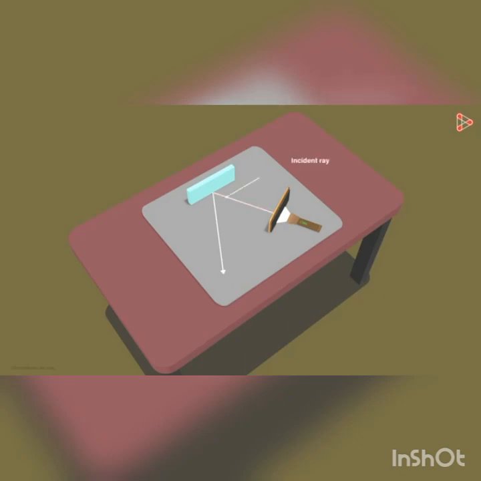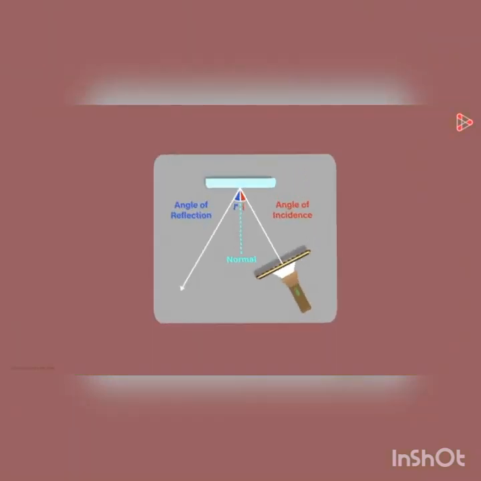Represent this light with the incident ray and reflected ray drawn on this white sheet of paper like this. Also draw a normal to the mirror surface. Remember, normal is a perpendicular line drawn at the point of incidence. What are these two angles called? This angle is called angle of incidence and represented by I, while this angle is called angle of reflection represented by R. Measure these two angles with the help of a protractor.